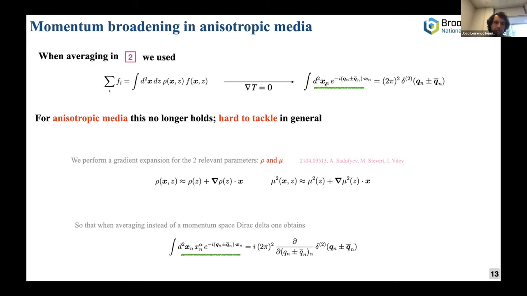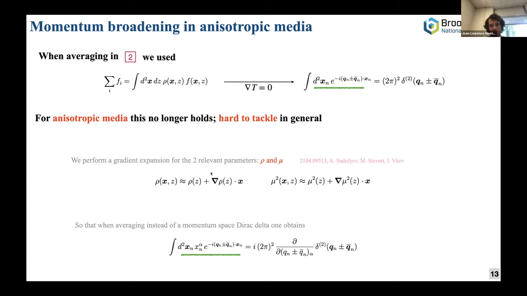Now we want to do the same calculation but for anisotropic media, which means that we cannot do this approximation anymore. But since we want to solve this, what we do is use the fact that the QGP is believed to behave like a liquid, so it can be described by hydro. And as you know, in hydro, you can do a gradient expansion. And so what we do is the same. So we say that, for example, the density can be expanded as the anisotropic distribution plus some term that depends on the gradients of the density distribution.